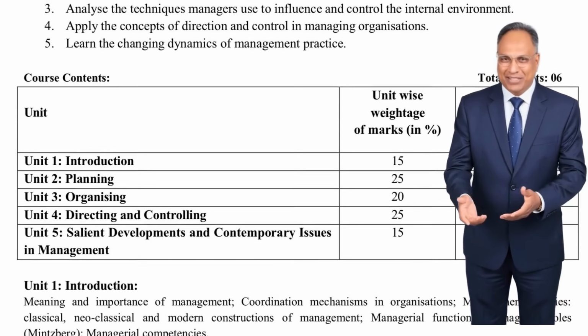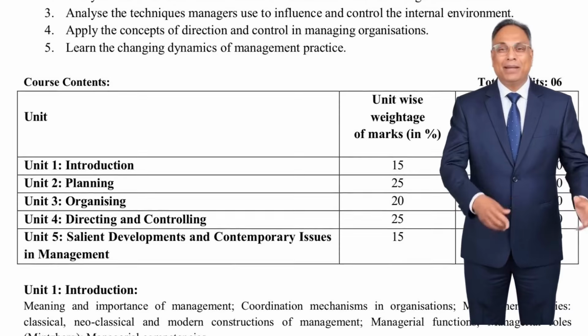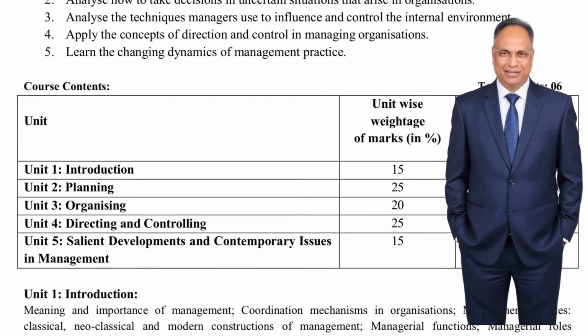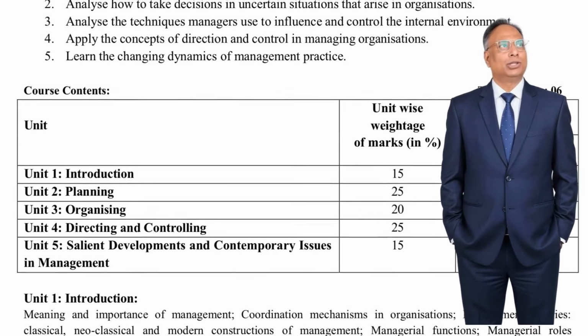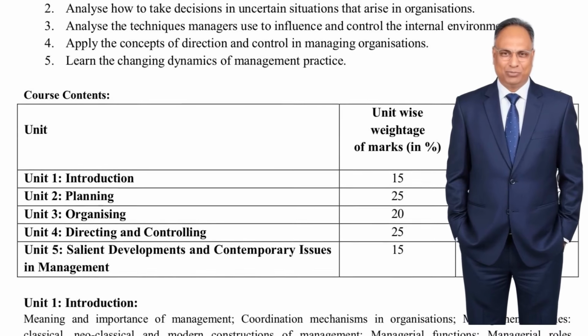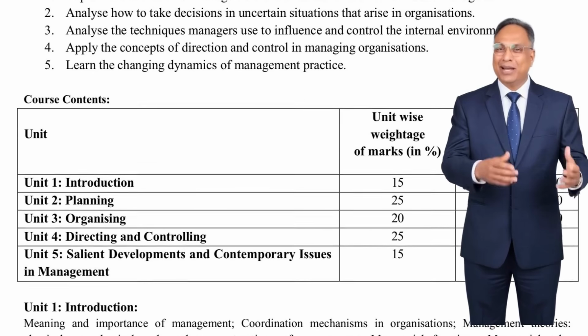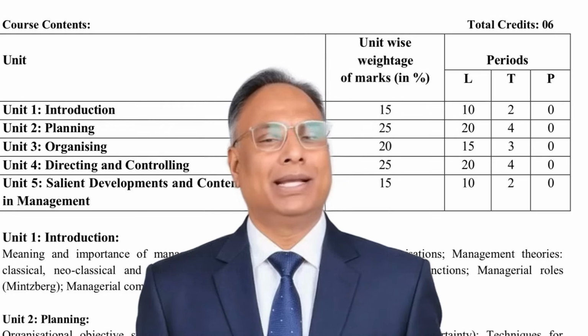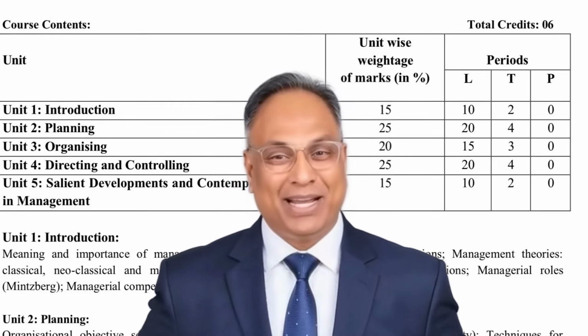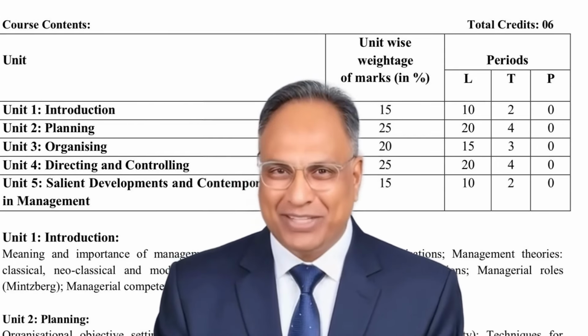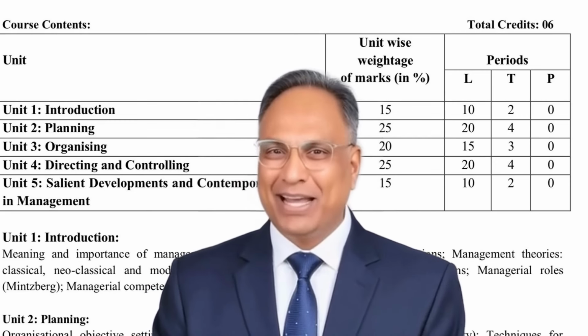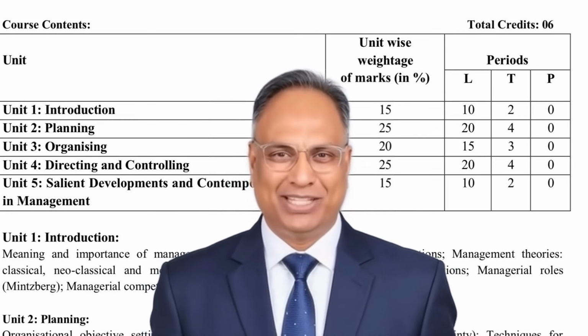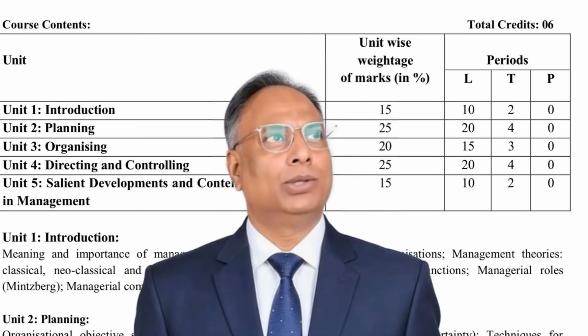But now, let's come to the most crucial part. The blueprint of your paper, that is, the percentage weightage of marks unit-wise. Knowing this will tell you where you need to put in more effort. The BC 101 Principles of Management course has a total of 6 credits, which are divided into 5 units, and each unit is given weightage based on its importance.